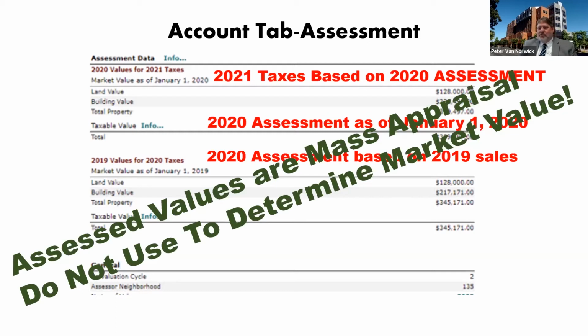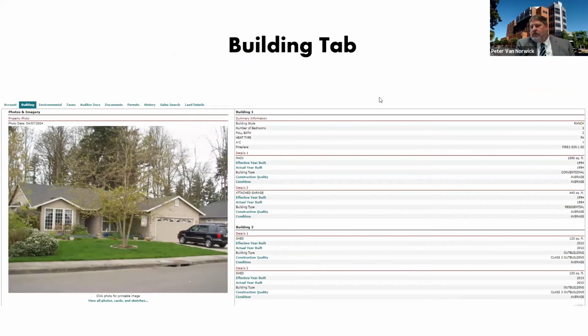Do not use them. And I have to repeat that. Do not use them to determine market value. And I think it's important to just explain to everyone what that mass appraisal is. And we will get to that further on in the presentation.